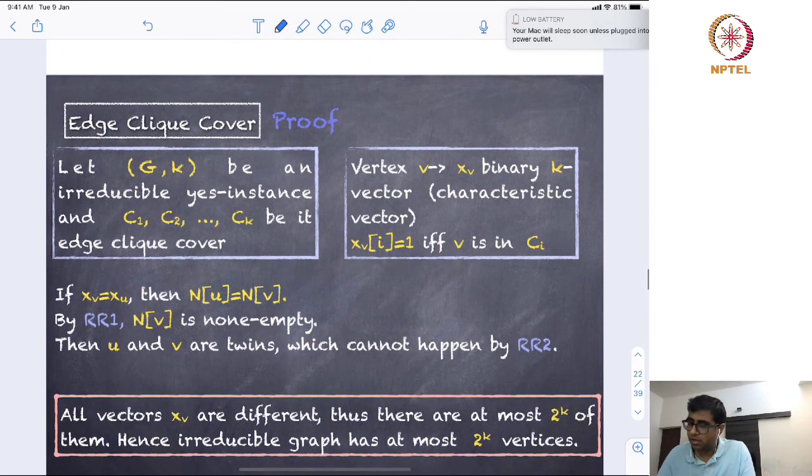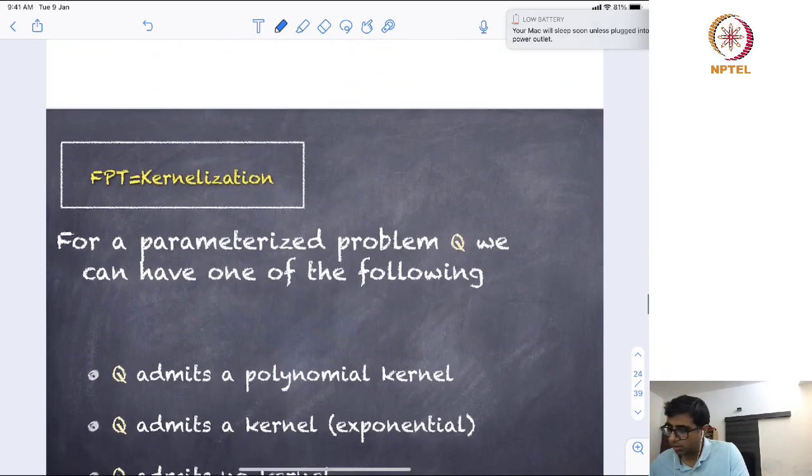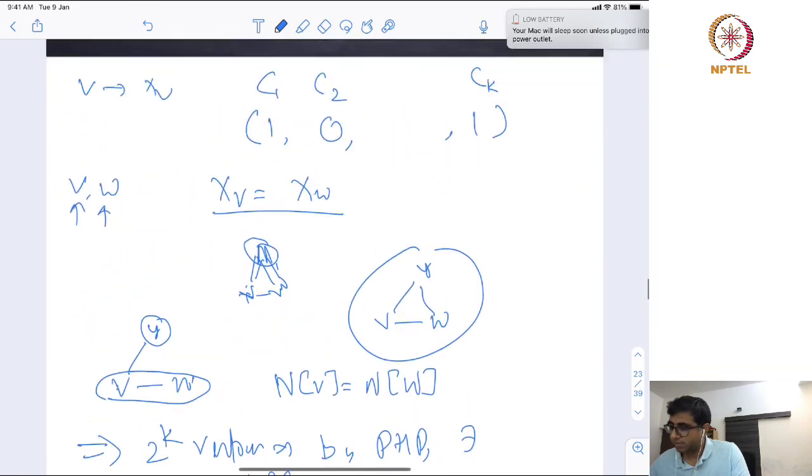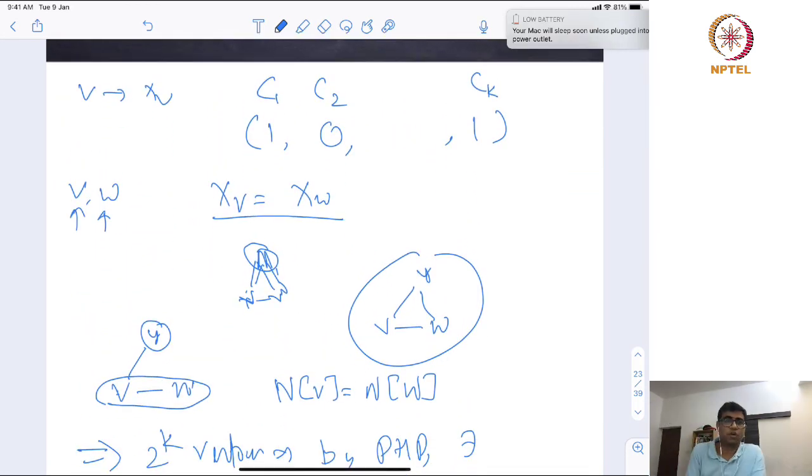So what's our kernel? We apply this kernelization reduction rule. If the number of vertices is more than 2 power k, you immediately say no, or you obtain a kernel. I think with this we will stop this lecture and we'll come back again for the next lecture.